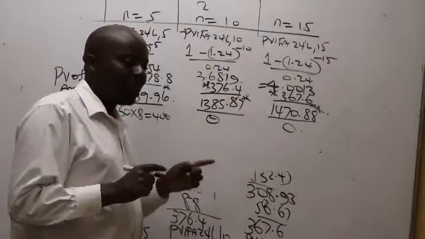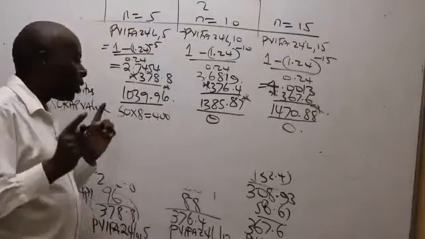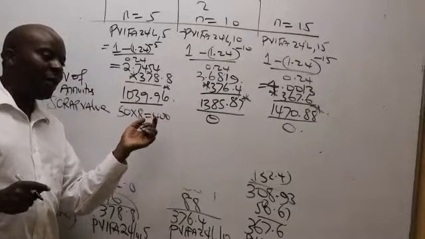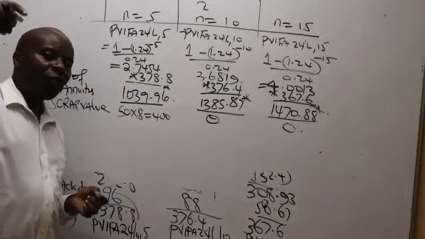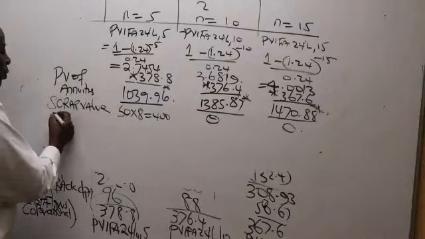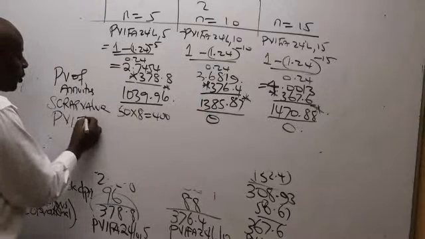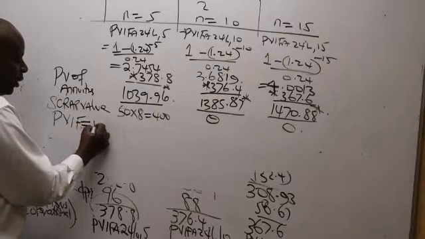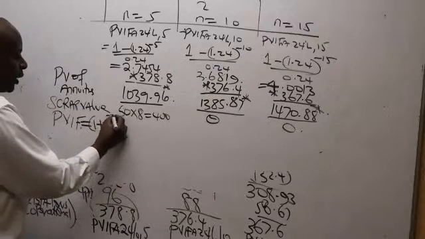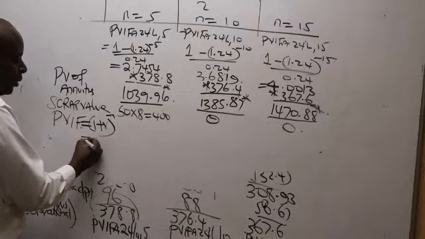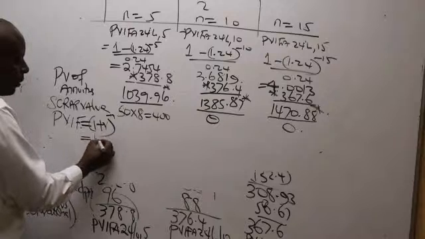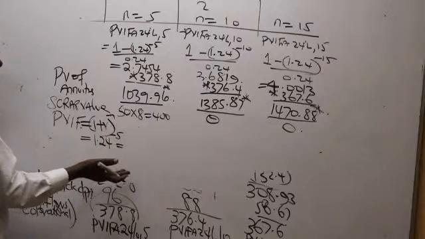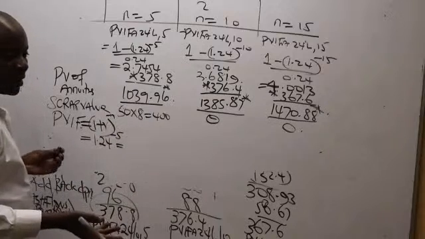Now, ladies and gentlemen, listen to me very well. Since this is a one-off figure being received at the end of year 5, I shall use PVIF to discount this. It's not an annuity, so I'll use PVIF. The formula is 1 plus r raised to negative n. So this will be 1 plus 0.24, which is 1.24 raised to negative 5. It's only the one of negative 5 that I'm interested in. The others are zeros.